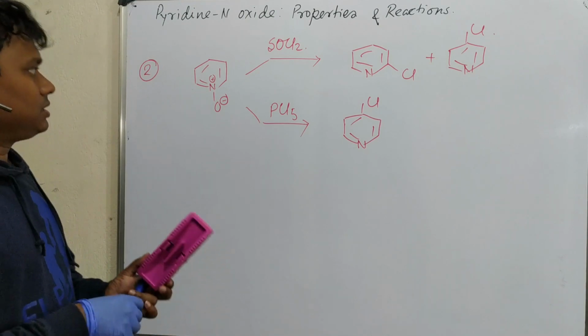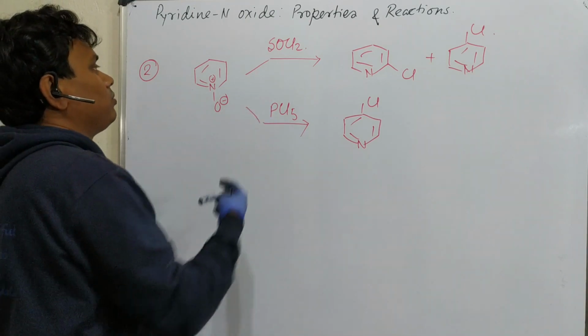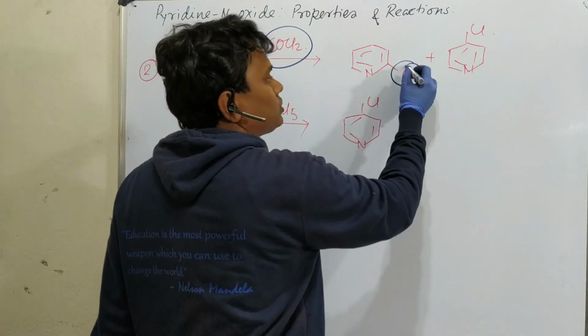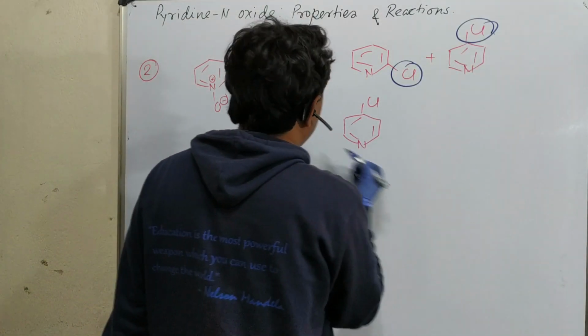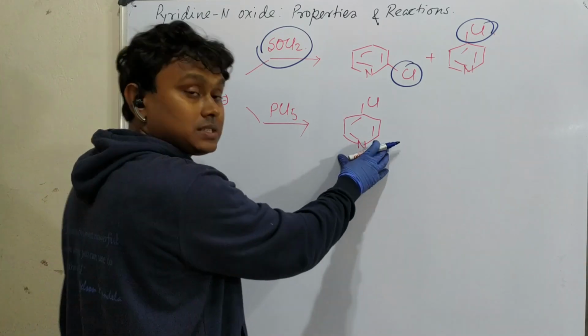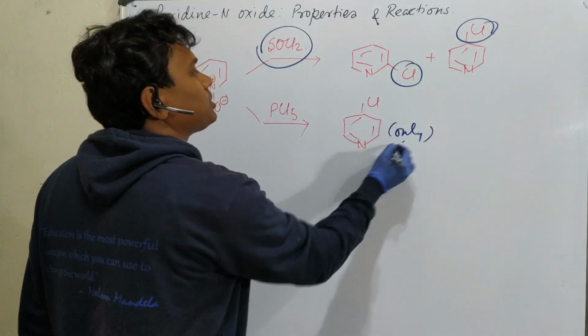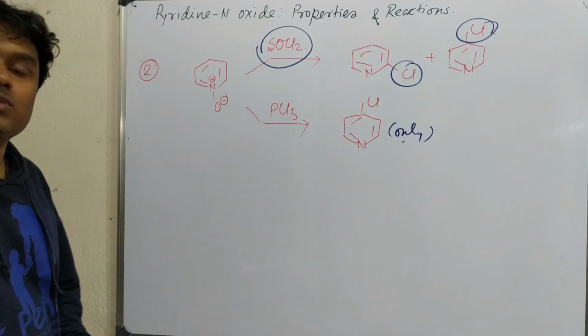So that is the reason. Now let's discuss the last two problems. When you use thionyl chloride, it provides both 2-substituted as well as 4-substituted products. But when you use PCl5, it results in only the 4-substituted product. So this is the product. Question: how? Let's discuss how this reaction happens.